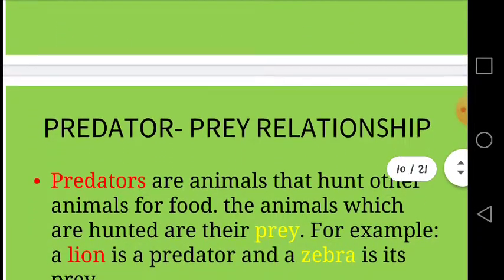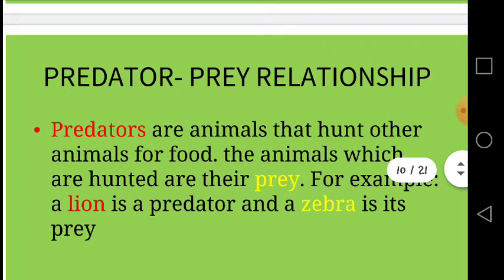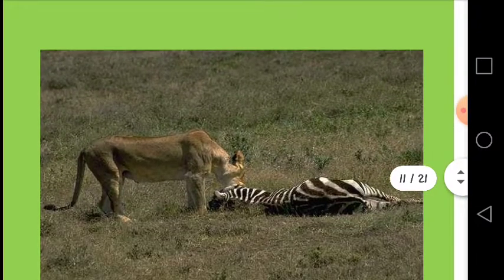Another important relationship is the predator-prey relationship. Predators are the animals that hunt other animals for food. The animals which are hunted are their prey. For example, a lion is a predator and a zebra is its prey. You can see here how the predator is eating its prey.